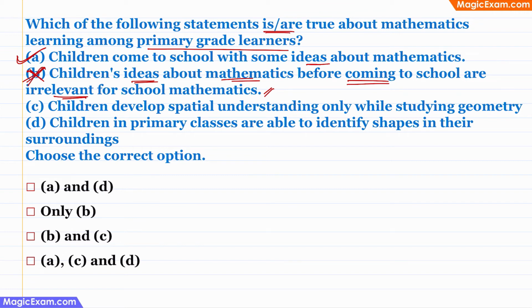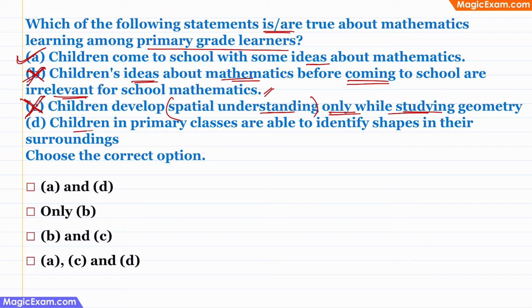Next, children develop spatial understanding only while studying geometry. This is incorrect because children might be playing, and when they are playing, they will throw some objects. They might throw a ball. So if they are throwing a ball, they are developing an idea as to what is the distance between me and my target and how fast or how high should I throw the ball to hit the target. So this spatial understanding, right, thinking in 2D or 3D is something that they will learn in various activities and not only while studying geometry. Therefore, this is an incorrect statement.